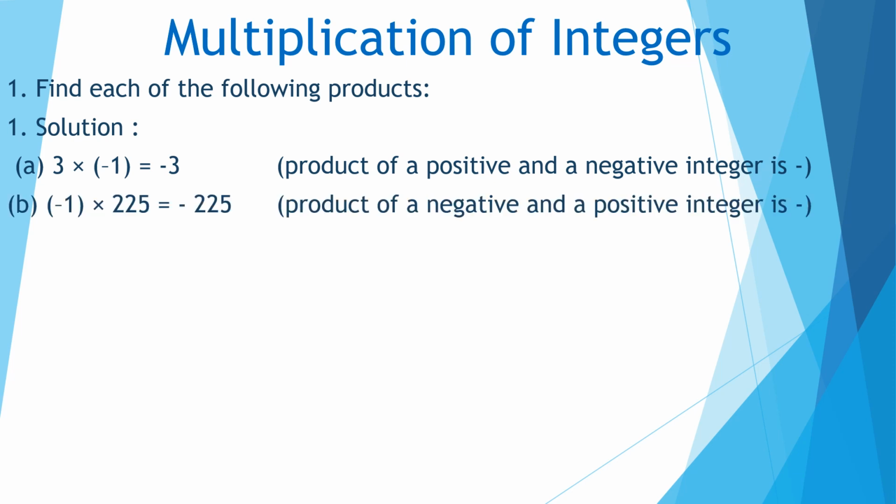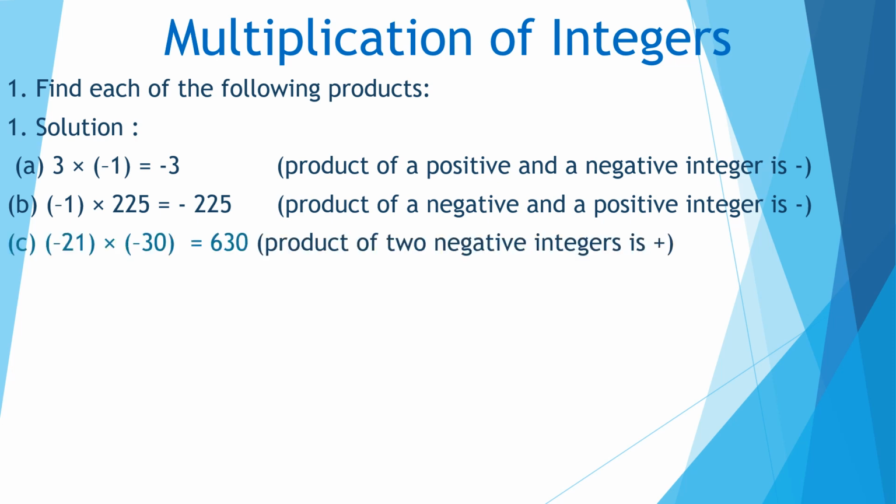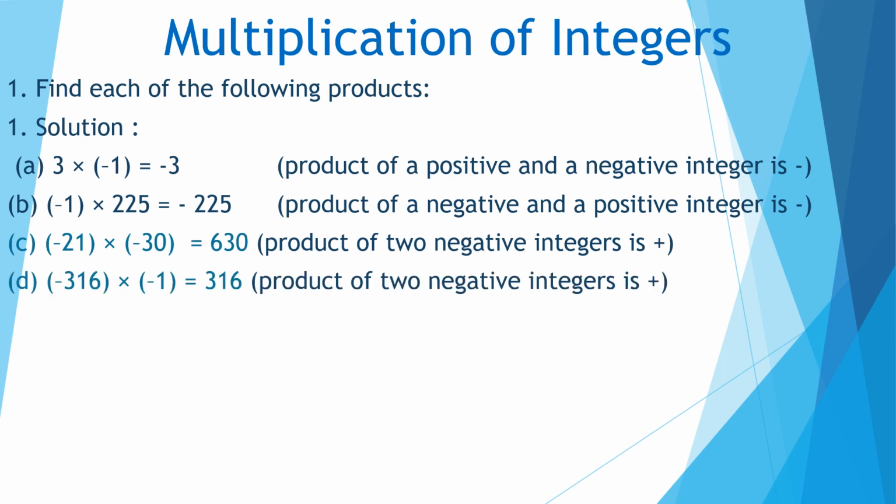Now we have a negative integer and a positive integer. When we multiply these two, we will get a negative integer. So we write minus 225. Now we have two negative integers multiplied together. Two negative integers give a positive product, which is 630 here. Now, two negative integers give a positive product, so we write plus 316.